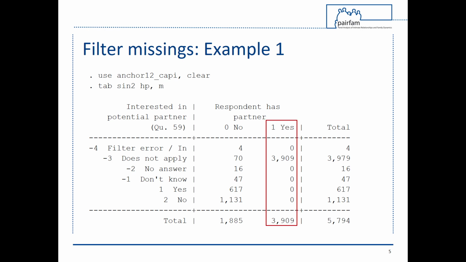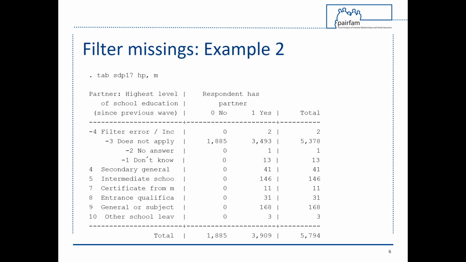Respondents who have a partner receive the missing code -3, does not apply, for sin2, as they were not posed this question. Only a small portion of participants, the ones who were single at the time of the interview for Wave 12, answered this question. The next example illustrates why consulting the codebooks to understand the filtering of certain questions can be important, and how generated variables can be useful for your analyses.